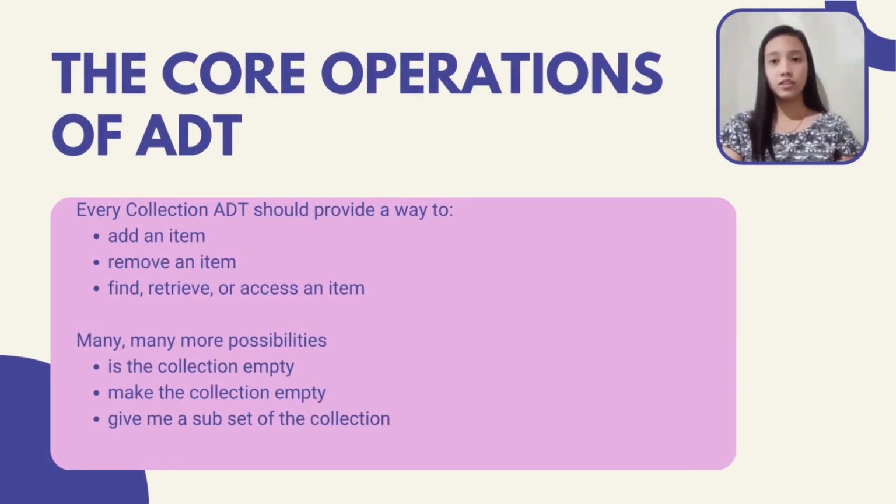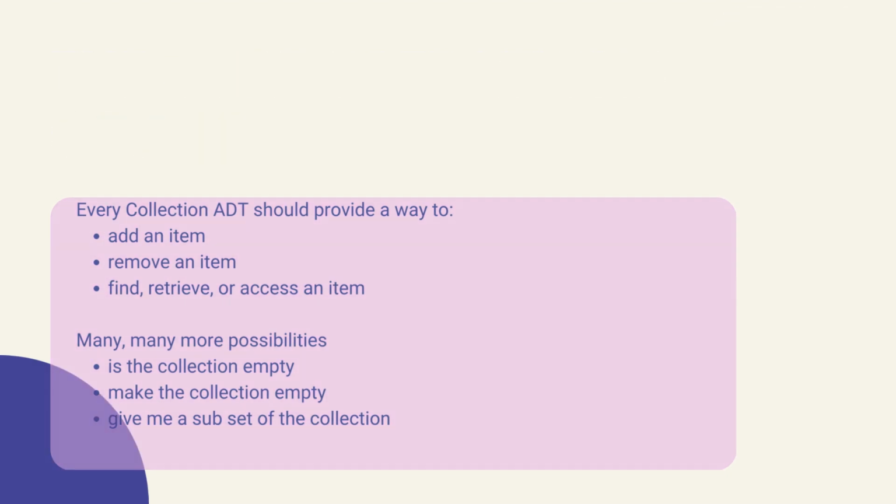Then the core operations of ADT. Every collection ADT should provide a way to add an item, remove an item, and find, retrieve, or access an item. Many more possibilities: Is the collection empty? Make the collection empty. Give me a subset of the collection.